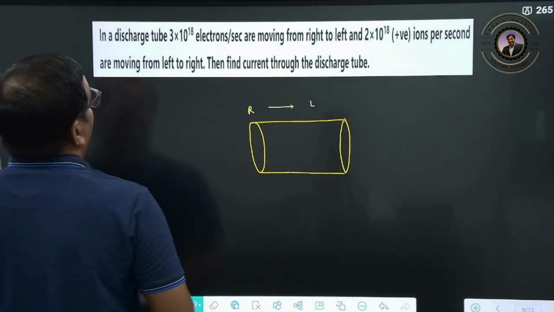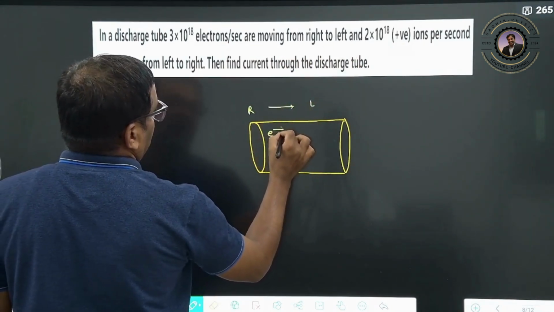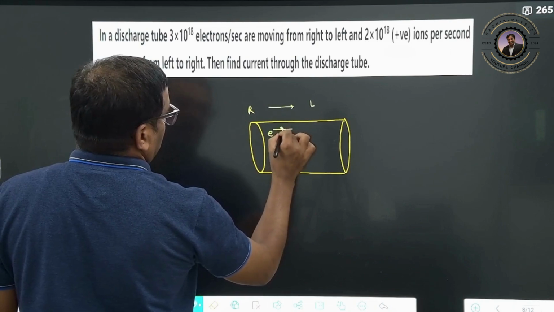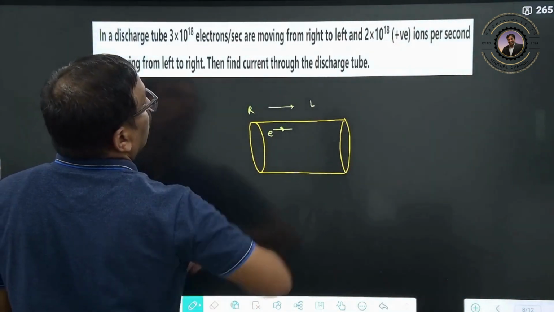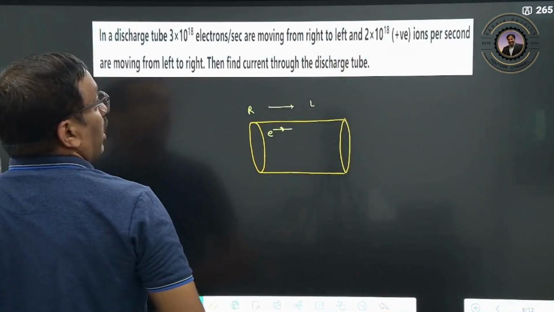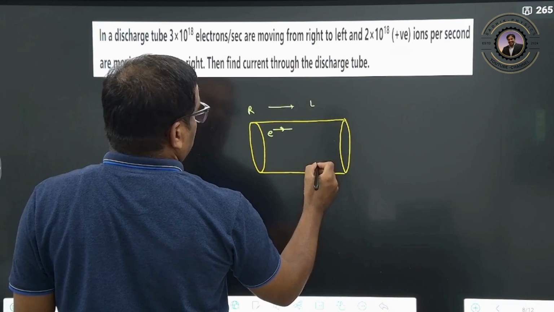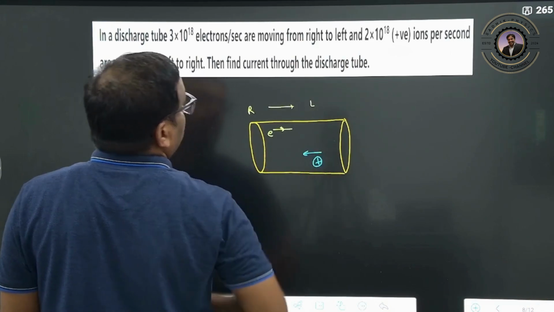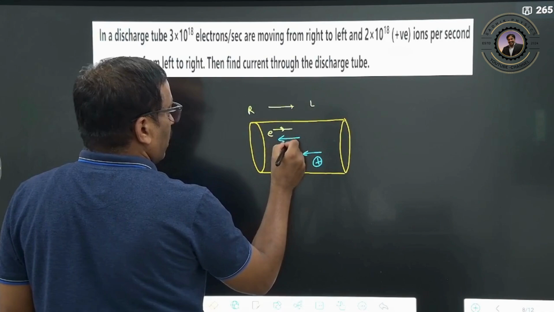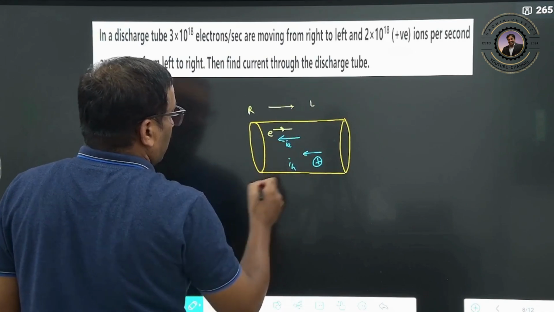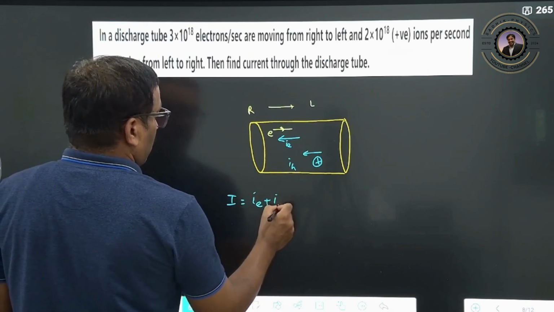So what will happen here? Electrons are moving from right to left, so electrons are going towards this direction. Clear? Next, 2 into 10 to the power of 18 ions per second are moving from left to right, so positive charges are going from this side. Obviously, if the electrons are going toward this side, this side will be the electron current and this side will be the ion current. So the total current is equal to electron current plus ion current.